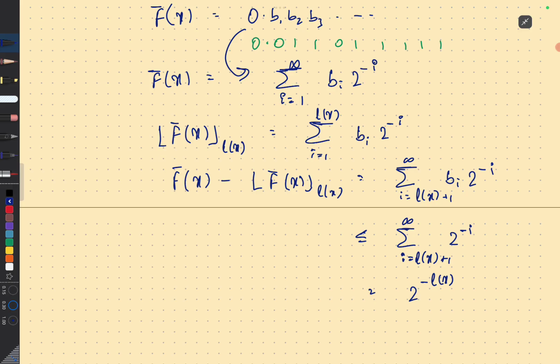Okay. So the code word for x can be a prefix for the code word for x prime only if this difference is less than or equal to 2 to the power minus L of x. So if you want to show that this is a prefix-free code, we must show that this cannot happen.